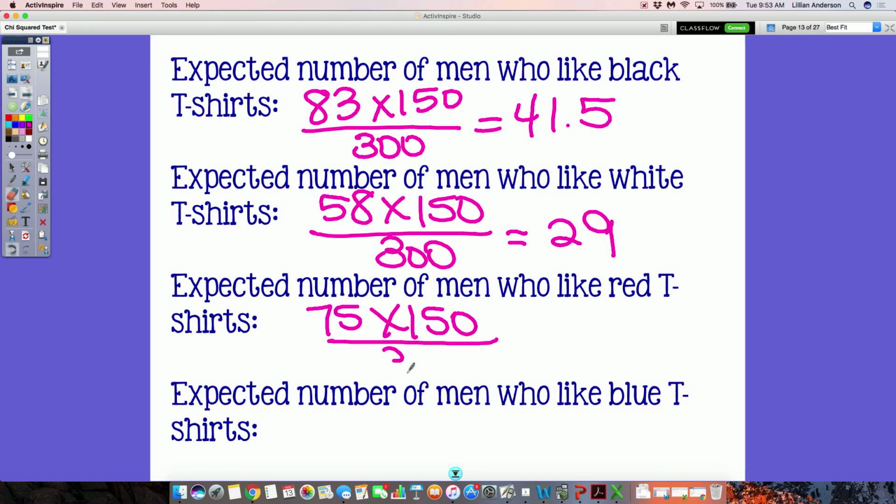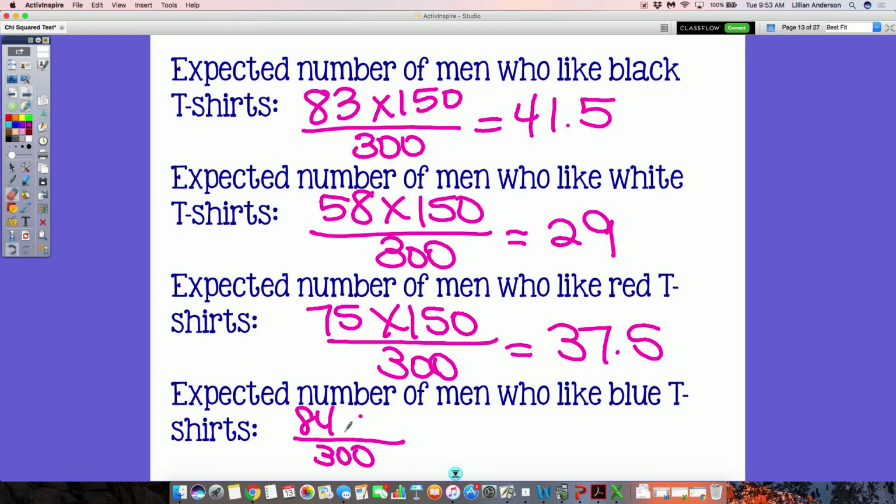75 times 150 over 300. 37.5. P(A) multiplied by P(B). What's the last two numbers that are multiplying together? 84 times 150. One more time. 84 times 150. And you get 42.